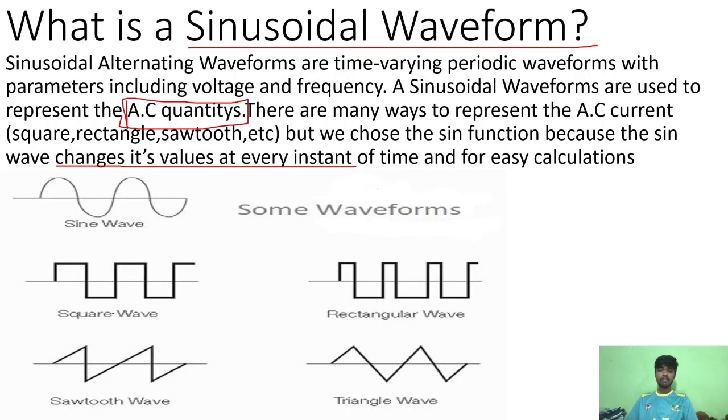But in a square waveform, rectangular waveform, sawtooth waveform, triangular waveform, the value remains constant, in horizontal or in vertical. So to represent the change in values at every instant of time, we choose the sine function. So a sinusoidal waveform represents the AC quantity.